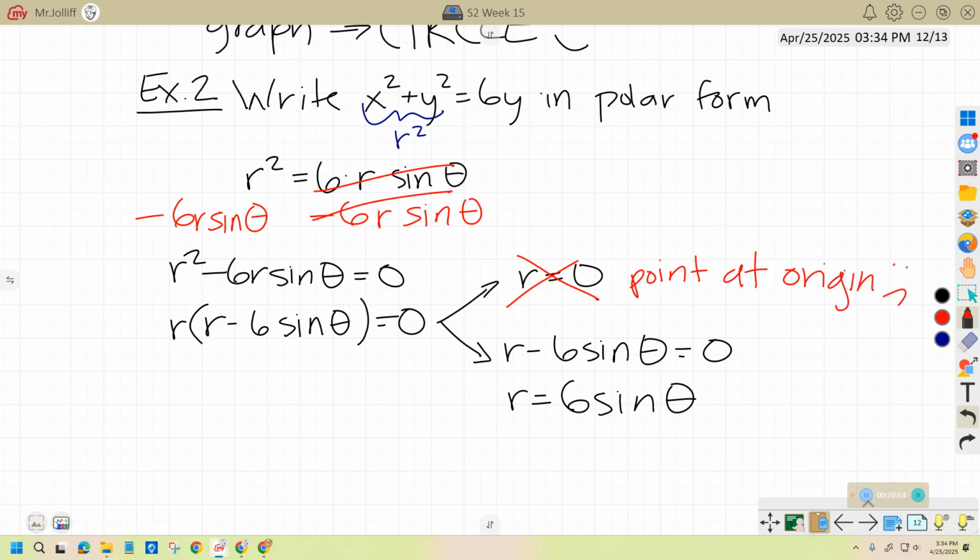Because I know, looking at my Cartesian equation, x squared plus y squared equals 6y, that's not a point. That's a curve. I don't know what kind of curve, but I know it's not a point. If it were a point, it would just be a number equals a number. That's not helpful. So the answer is the second guy. X squared plus y squared equals 6y in Cartesian is equivalent to r equals 6 sine theta in polar.